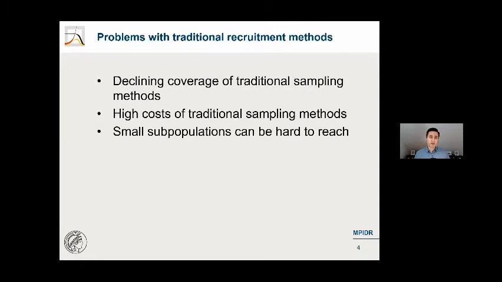Now, while survey research has a long tradition in social science research, it's also increasingly facing challenges that are not limited to social science research, but survey research at large, also in marketing research, economic surveys. And the first challenge is that the coverage of traditional sampling methods is declining because it's becoming increasingly difficult to sample or to recruit people to participate in such surveys.